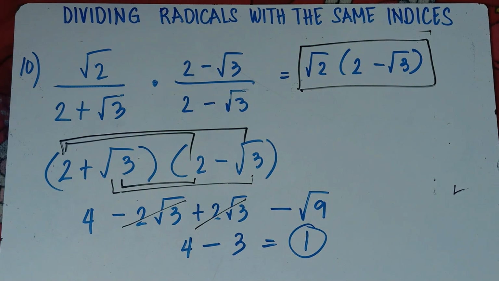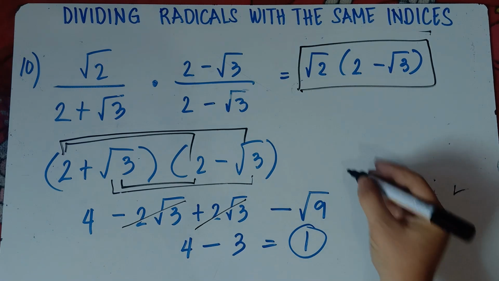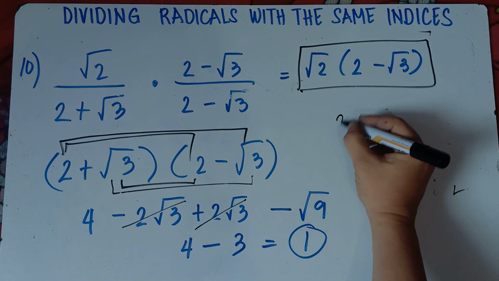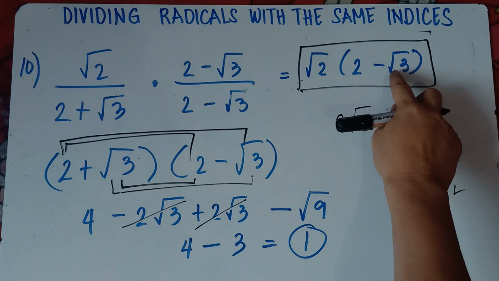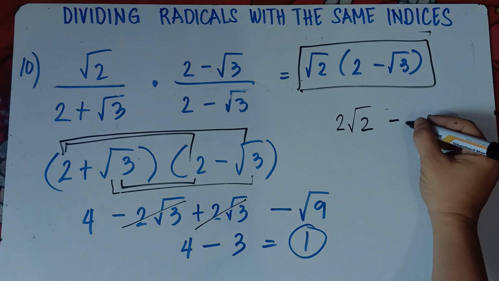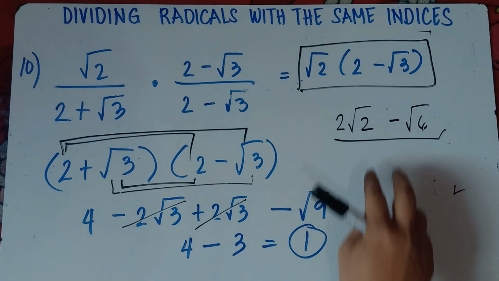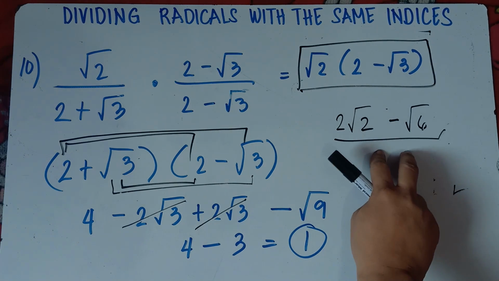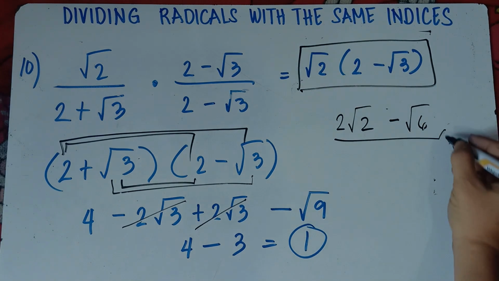That's it, class. That's how you divide radicals, class, with the same indices. So you can actually distribute this one. You will have the same answer. Square root of 2 times 2, that's 2 square root of 2. Square root of 2 times negative square root of 3, that would be negative square root of 6. So you can have this answer, class, or this one. It depends on your teacher. For me, class, either of these two are acceptable.